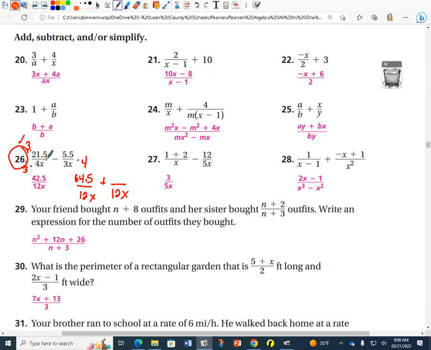Oh, and I put plus, but it's not plus, is it? So if you copied me, let's fix it while we work in pencil on math. Minus. Now I'm going to multiply the bottom here to get 12x. I multiplied it by 4. So I'm going to multiply the top by 4. I think it's 22. Somebody help me get 5.5 times 4 is 22. Now I have like denominators. All I have to do is take 64.5 and subtract. So now we keep the denominator, 12x, and we subtract 64.5 minus 22, 42.5. And that will be our final answer.